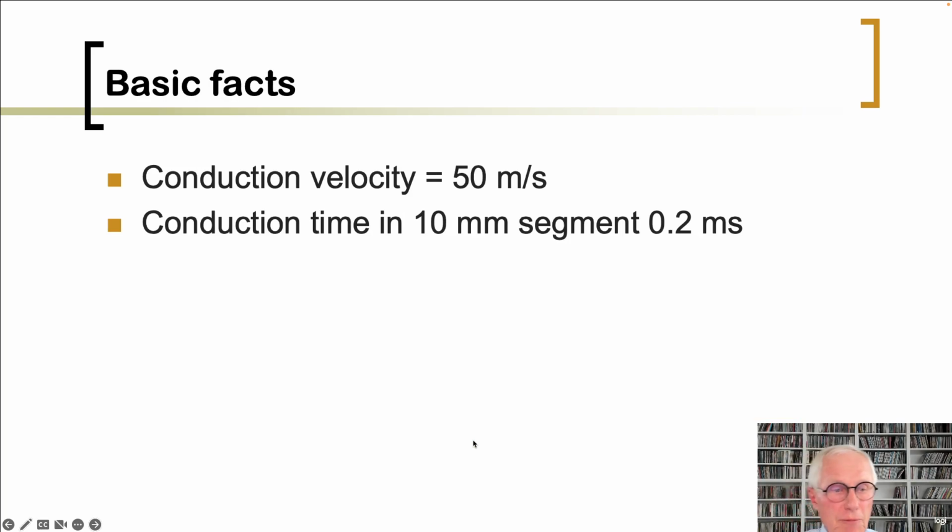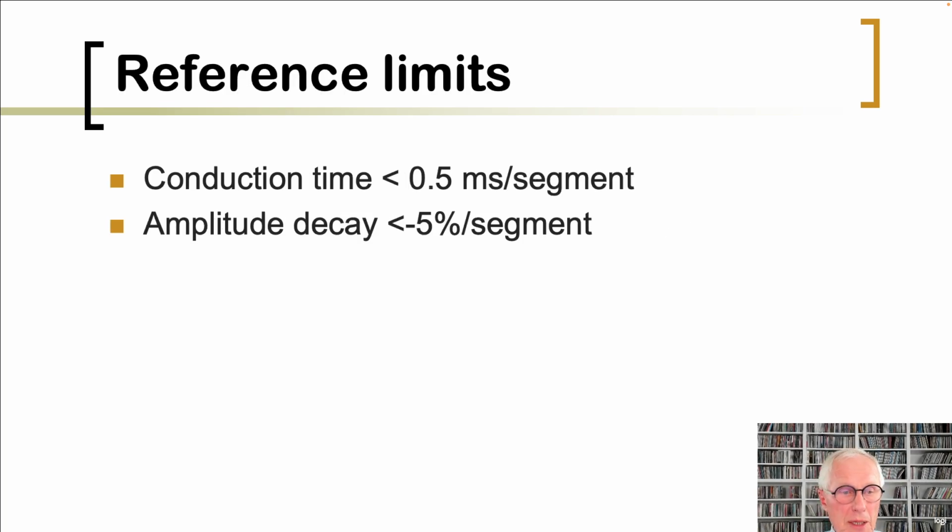If we have a conduction velocity of 15 meters per second, that means the conduction time in 10 millimeter segments will be 0.2 milliseconds. And that's usually the conduction time we see when we do these studies. A conduction time of more than 0.5 milliseconds per segment is abnormal, and amplitude decay should be less than 5%.